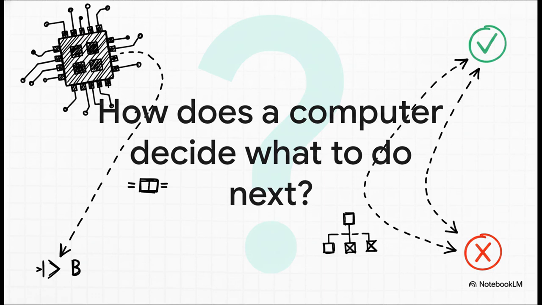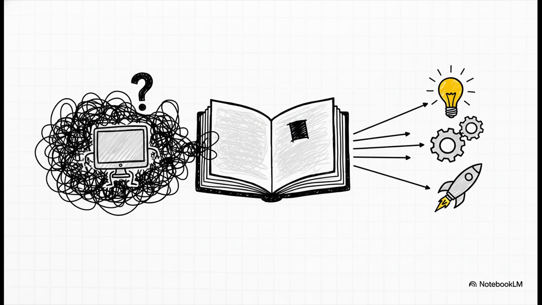So how does that actually happen? I mean, how does a chunk of silicon and wire go from just sitting on your desk to running all the complex software we use every day? How does it actually choose to go down path A instead of path B? Well, the answer is surprisingly simple. It follows a rulebook, a very, very precise, very literal rulebook that a programmer wrote. Without these rules, a computer is completely lost, but with them, it can do almost anything.